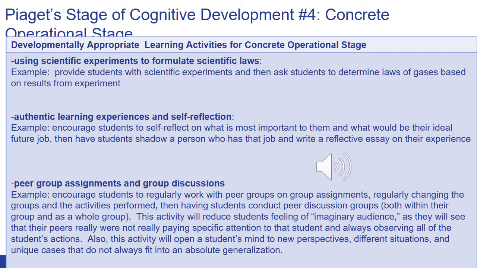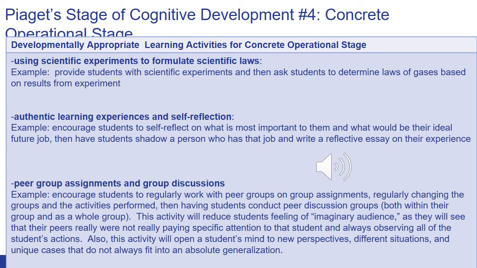I would like to also include some developmentally appropriate learning activities for the concrete operational stage, so when students are ages 12 to adults. One important activity might be a scientific experiment. In this way, you can help students inductively learn scientific laws. Let's say you have students experiment with different gases and different containers with gases and heating the gases. They could use that to determine their own laws of gas, and then through that you could connect it to the actual laws of gas and chemistry.